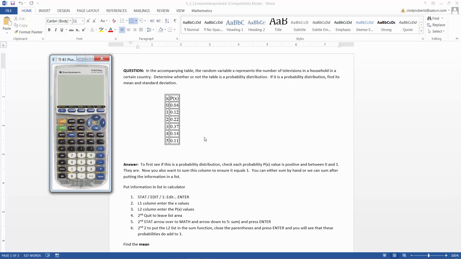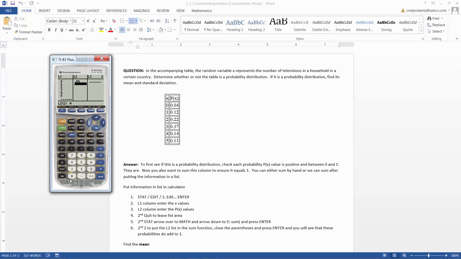Sorry, I was clearing my calculator. So the biggest key is to get the data into your calculator. So I do stat, edit, and this just takes some practice of getting these steps down. In L1, this first column, I'm just going to enter 0, 1, 2, 3, 4, 5. And then I'm going to arrow over, and in the L2 column, I'm going to enter the probability values.